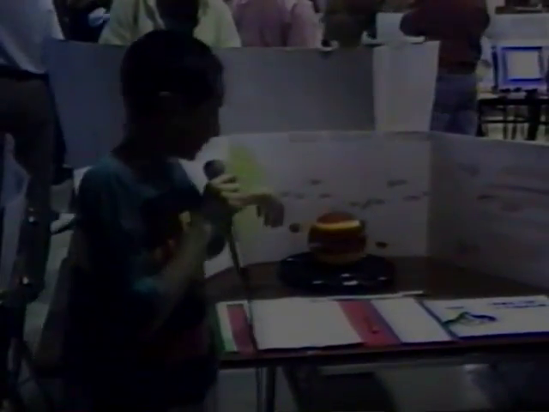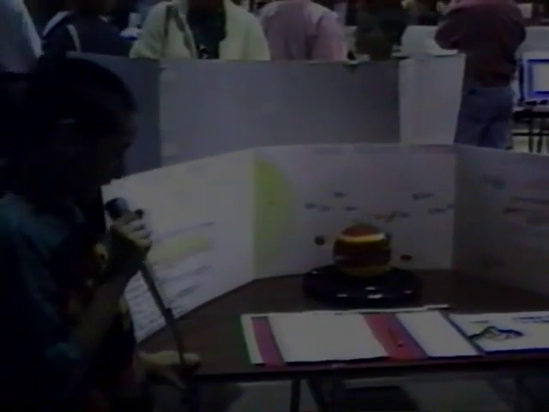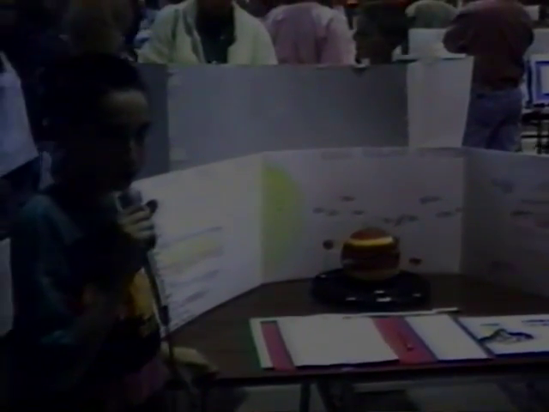This is my project of Jupiter and its 4 moons. This is the Great Red Spot, and Jupiter's the biggest planet. It can fit 1,400 Earths in it.